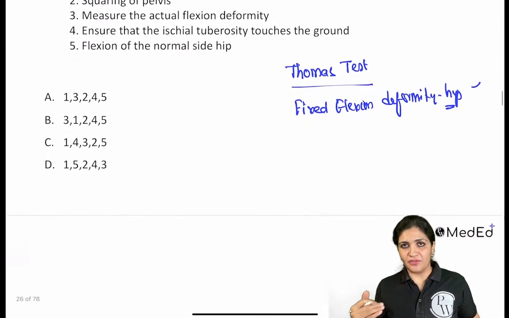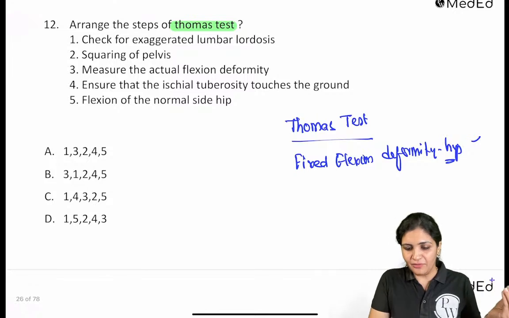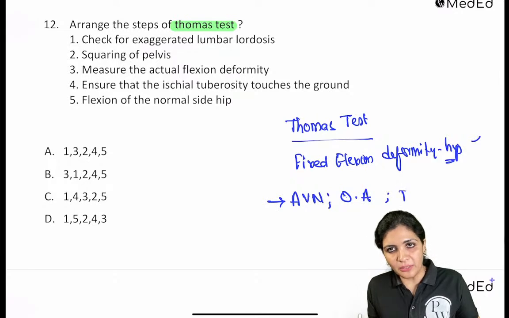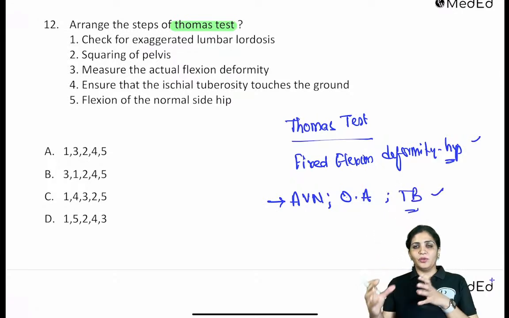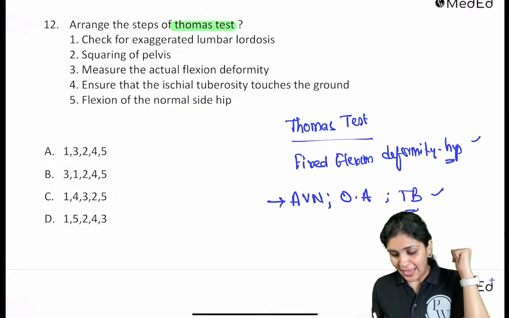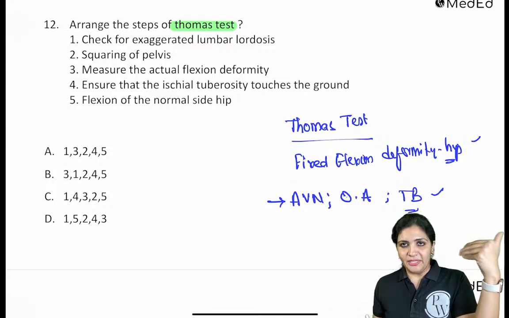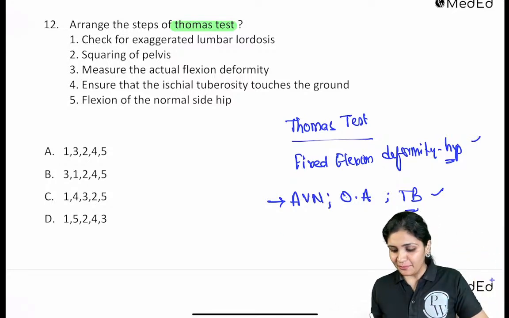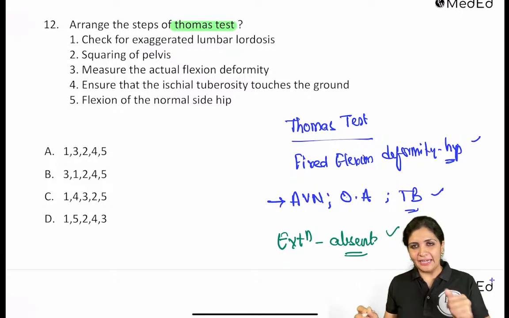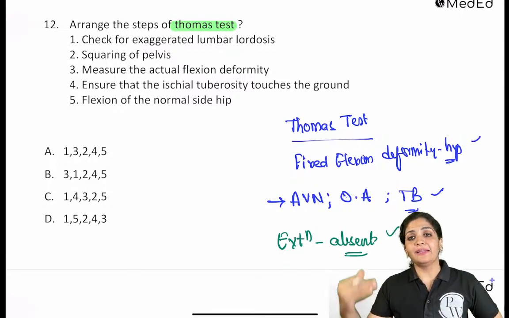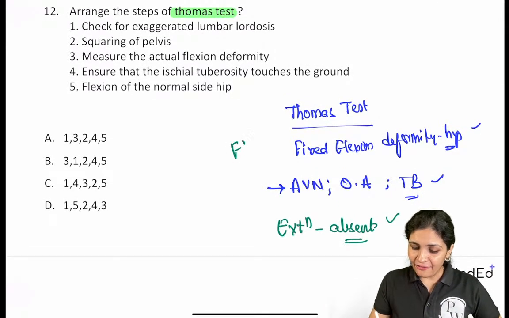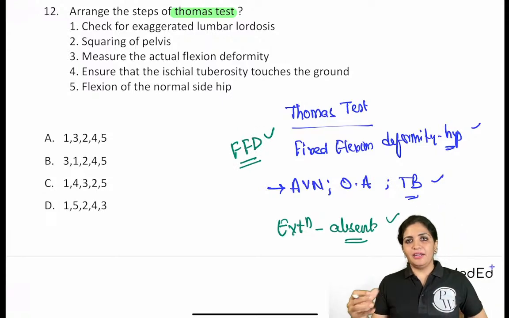So what do you do in this fixed flexion deformity? Whenever there is a patient having avascular necrosis or osteoarthritis of hip or TB, tuberculosis of hip, all this present with this fixed flexion deformity. So what is a fixed flexion deformity? That means there is an absence of the opposite movement. So if I'm telling there is a fixed flexion deformity, that means the extension is absent. So now the patient hip cannot be extended. He cannot extend his hip. Hence you say that the hip is in fixed flexion, right? That is called shortly as FFD, fixed flexion deformity, right?